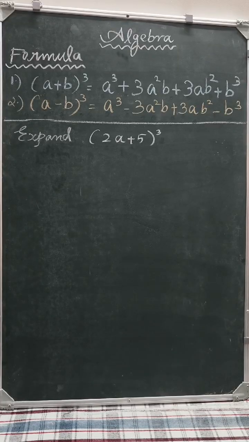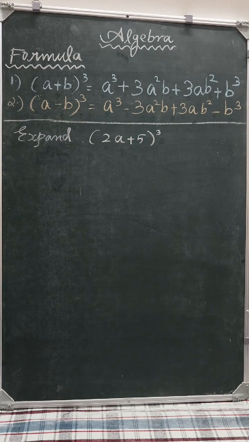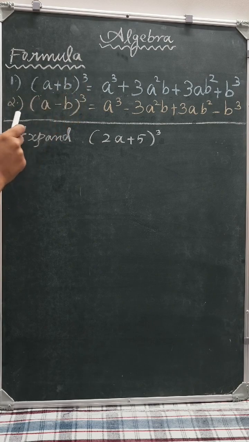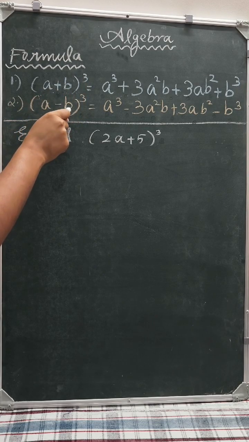Good morning everyone. In today's class we are going to solve sums using another two algebraic identities. The first formula is (a + b)³ and the second one is (a − b)³.